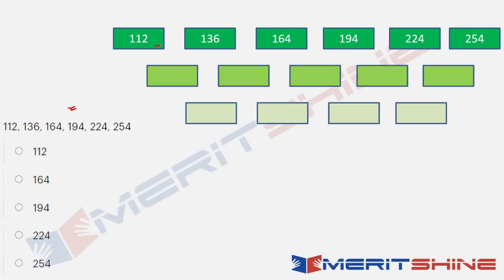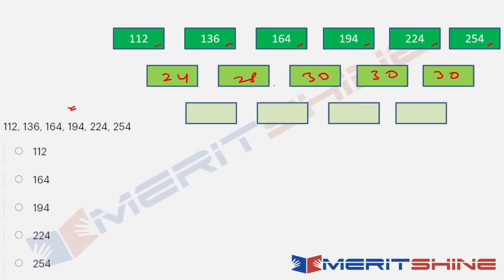Again, what is given? 112, 136, 164, 194, 224, 254. What happens in the first level of difference? I'll have 24. Next, what do I have? If I added 30, it would have been 166. 2 less than that, 28. Next, plus 30. Look at this. This is again plus 30. Very good. This is again plus 30.